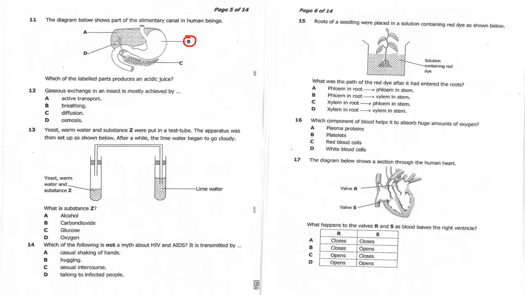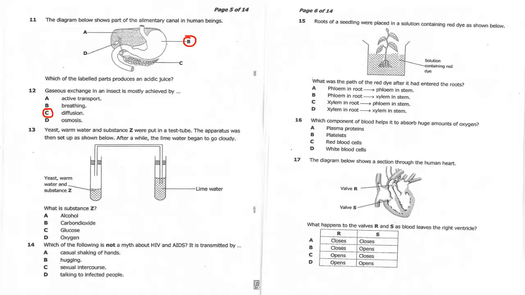Question 12. The gaseous exchange in an insect is mostly achieved by diffusion. Mostly achieved by what? By diffusion. So the answer here is C. Okay, let us proceed.